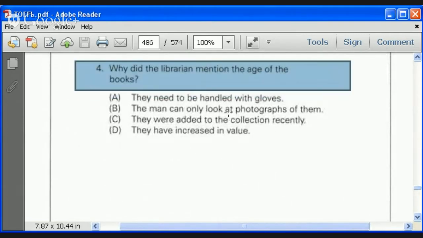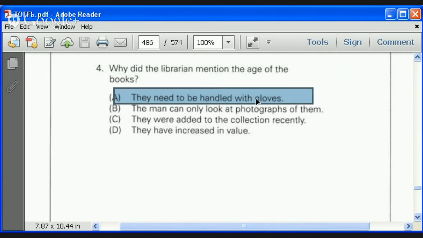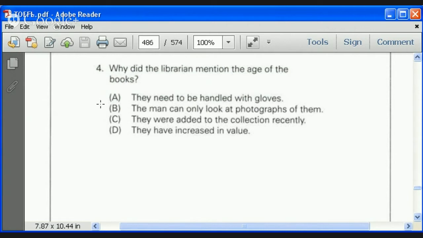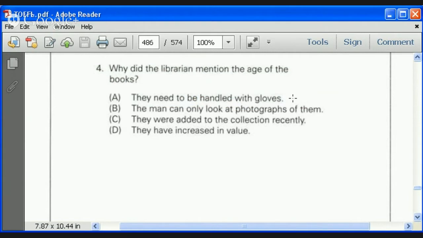Moving on. Why did the librarian mention the age of the books? They needed to be handled with gloves. Well, I know that is true. Again, I don't know exactly. I can't remember exactly why she mentioned the age. So I know A is true, but that's maybe a question mark there.